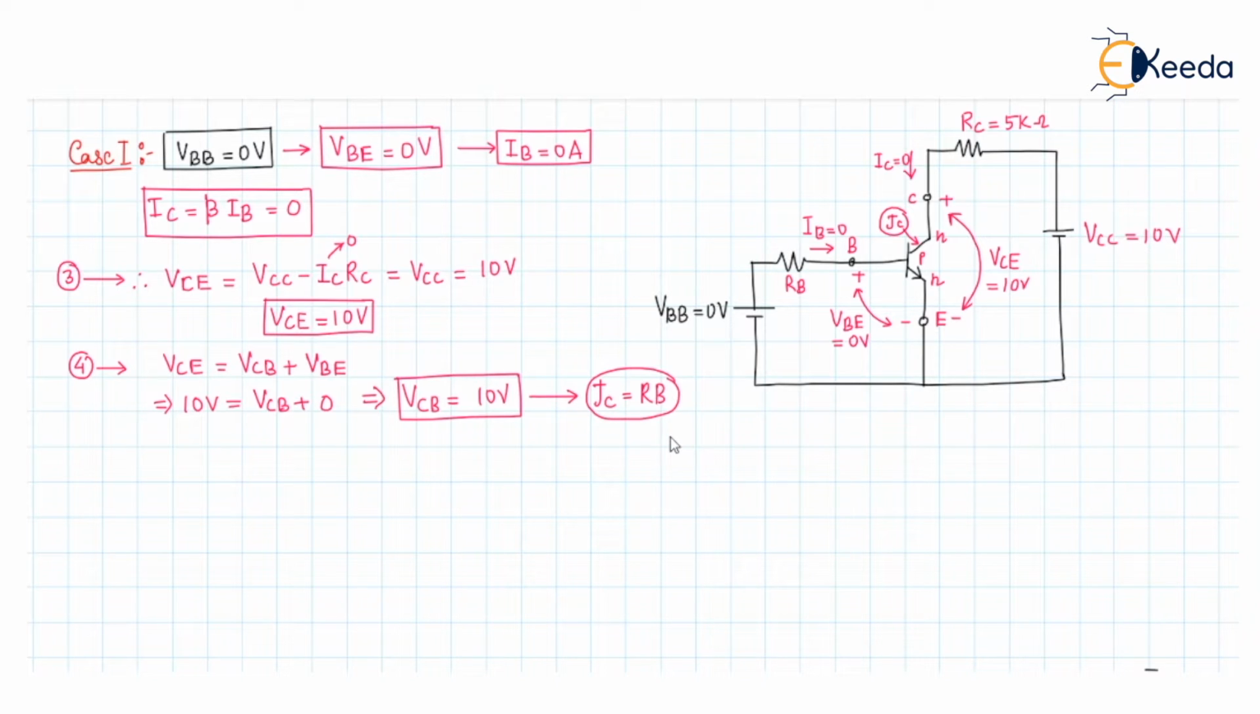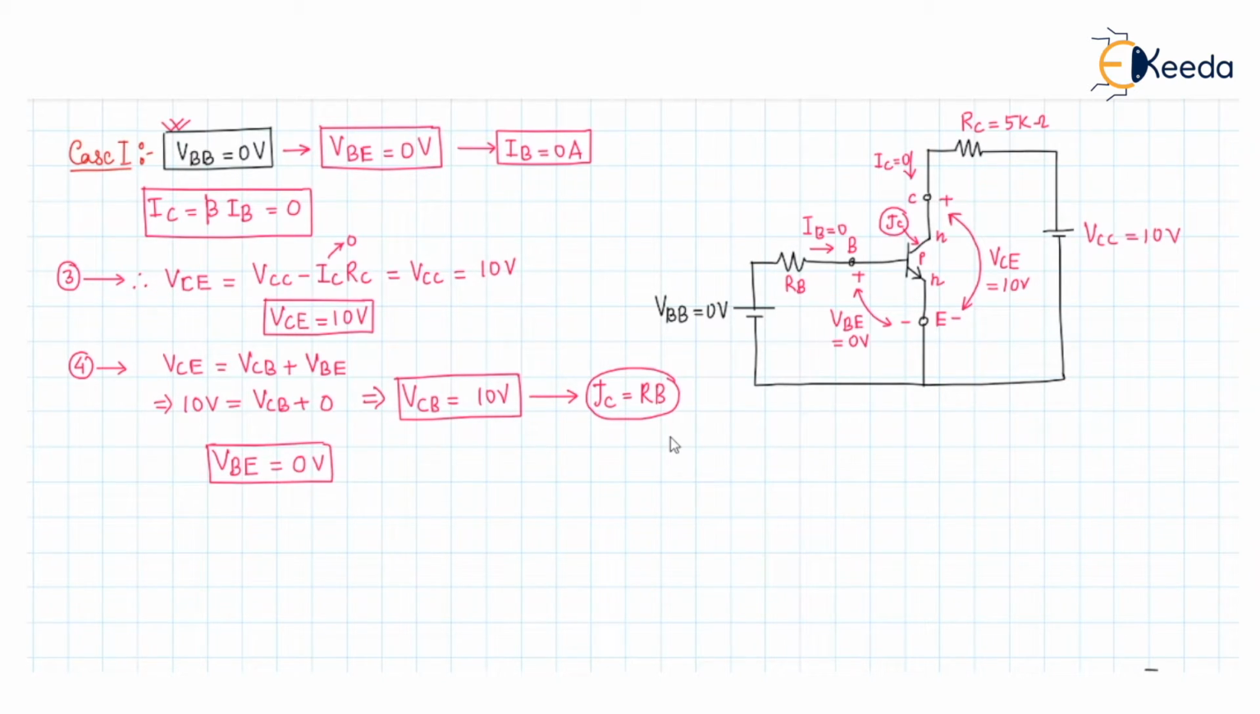So we have found that due to the application of zero voltage at the VBB, my collector junction has turned into a reverse bias condition, and my VBE, the base to emitter potential, is also 0 volt. We have already found that.